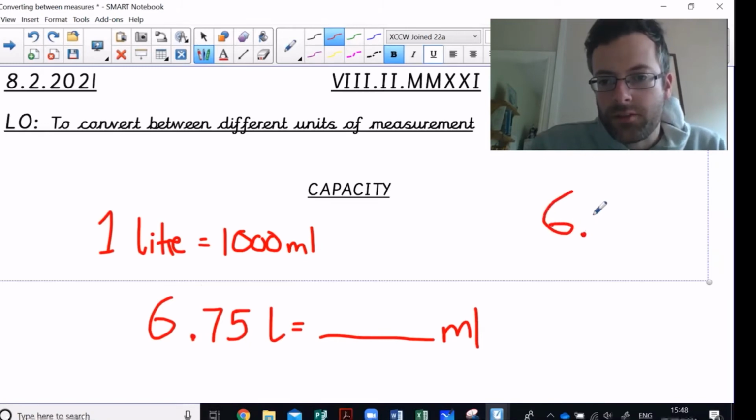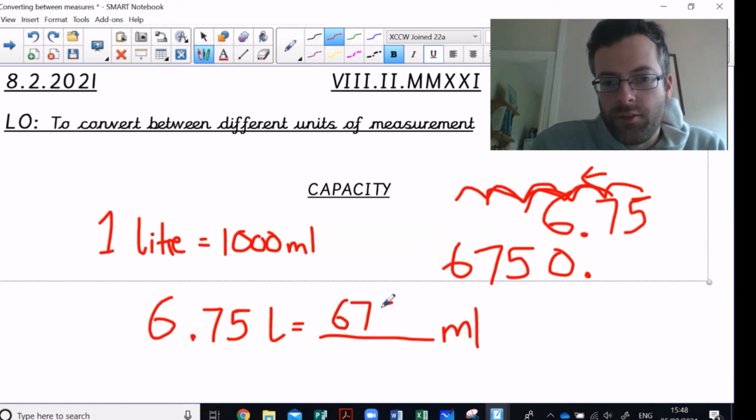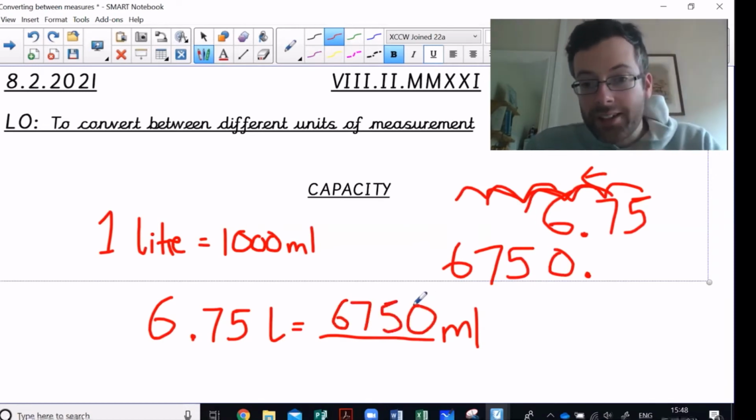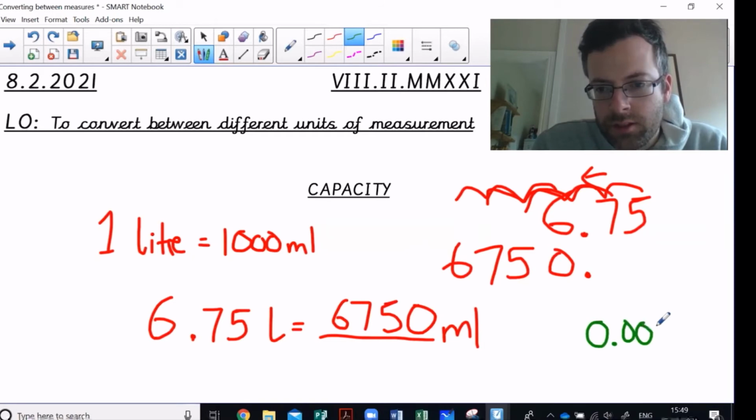So I put my 6.75. I'm going to be multiplying by 1,000, so it's going this way. So I've moved it 3 times. 1, 2, 3, right underneath, and then in my gap, 6,750 millilitres. If I accidentally did that the wrong way around, I ended up with an answer of 0.00675 millilitres.